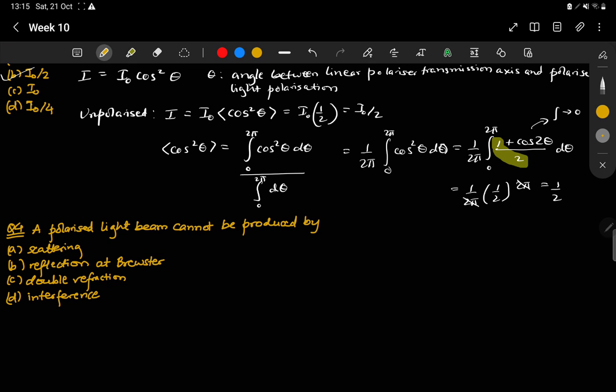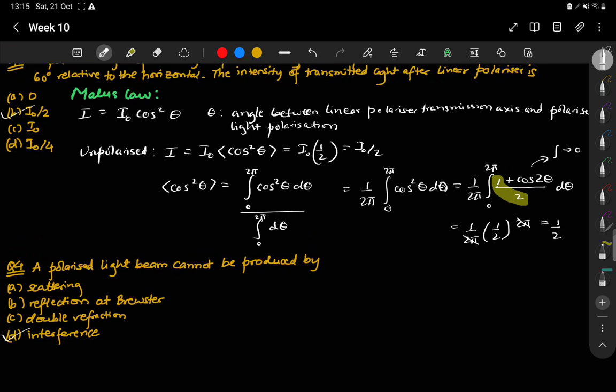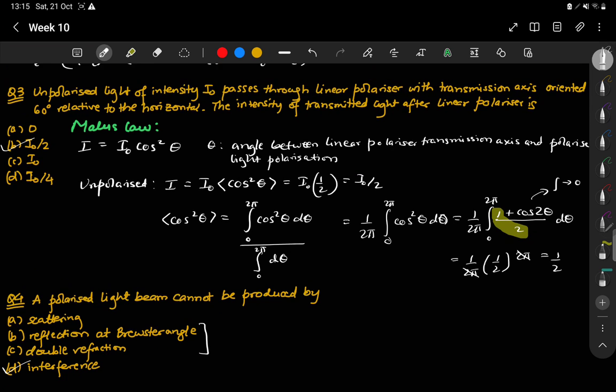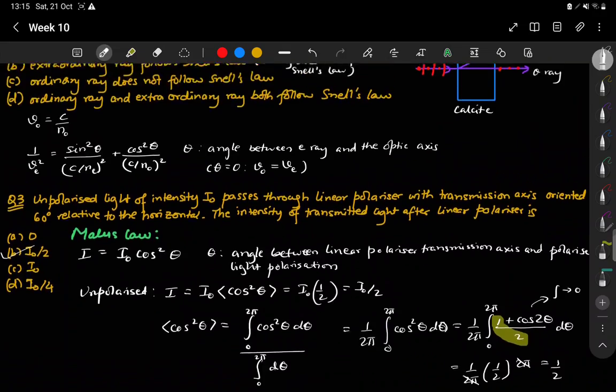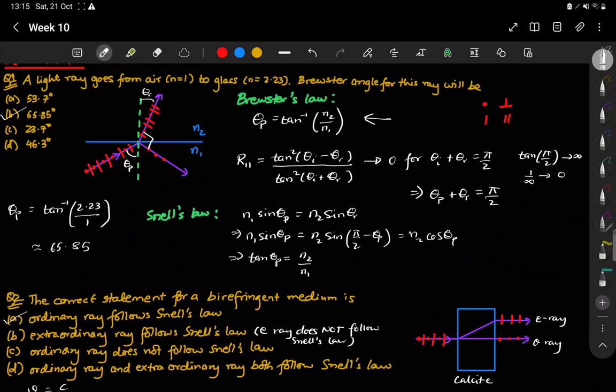The correct option is option D, interference. We can create polarized light through scattering, through reflection at Brewster angle, and by double refraction. We already saw these examples of reflection at Brewster angle earlier, in the earlier questions, and how reflection at Brewster angle and double refraction create polarized light. Let us just revisit once again.